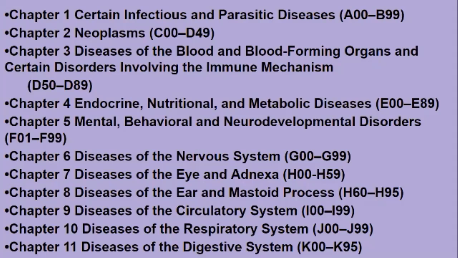Chapter 6, diseases of the nervous system, G00 through G99. Chapter 7, diseases of the eye and the adnexa, H00 through H59. Chapter 8, diseases of the ear and mastoid process, H60 through H95. Chapter 9, diseases of the circulatory system, I00 through I99. Chapter 10, diseases of the respiratory system, J00 through J99. Chapter 11, diseases of the digestive system, K00 through K95.